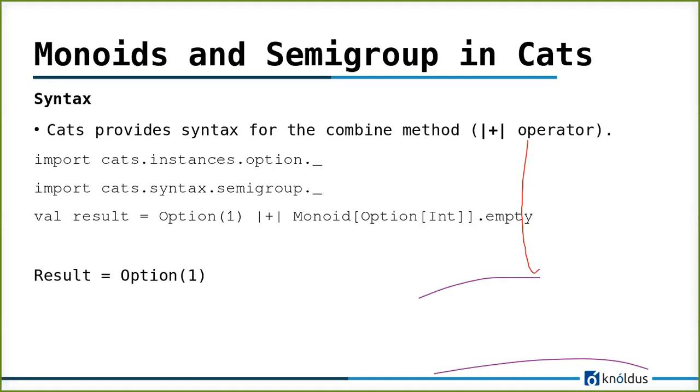And if we add Option of 1 with Option of 2, the result we get is equal to Option of 3. So that is monoids and semigroups in cats.